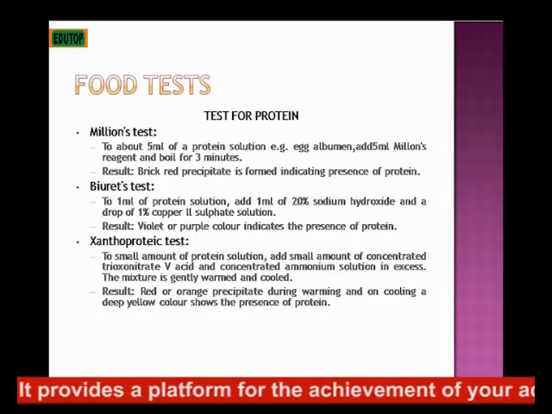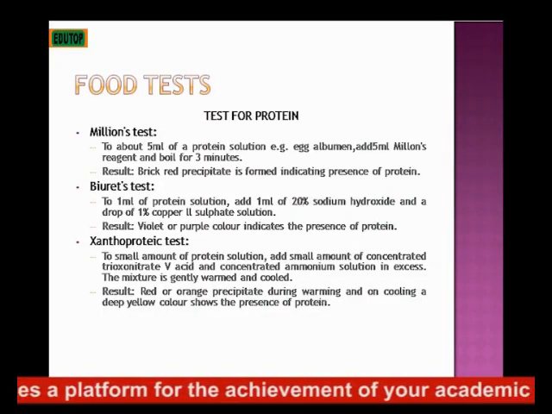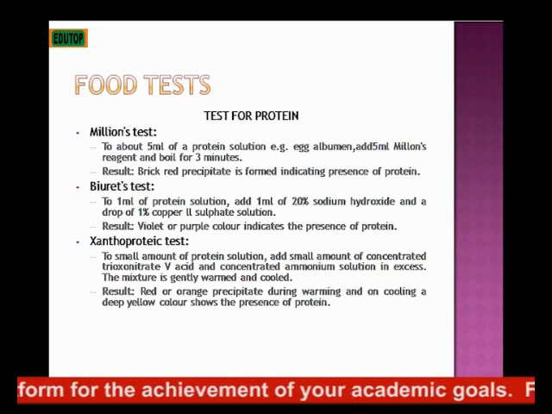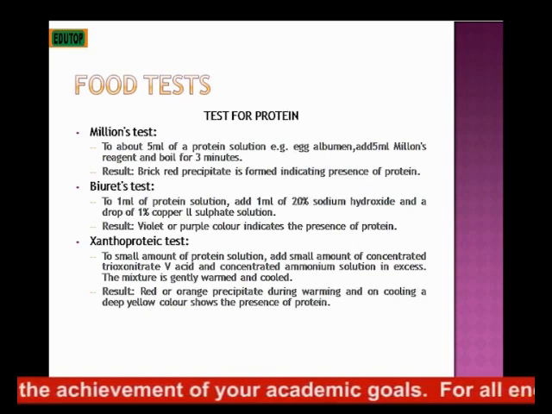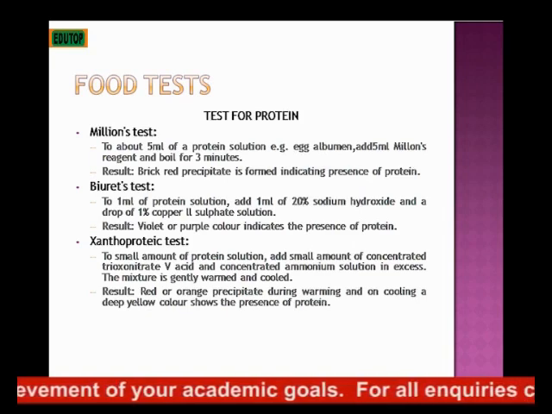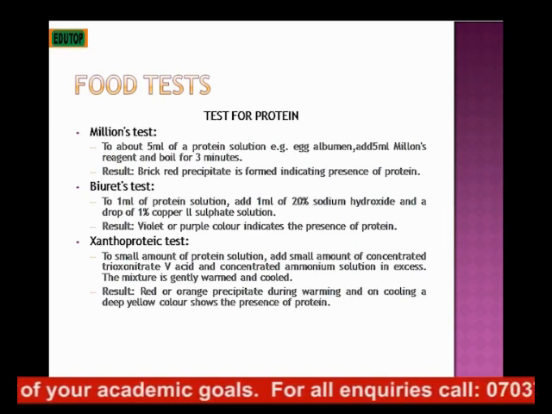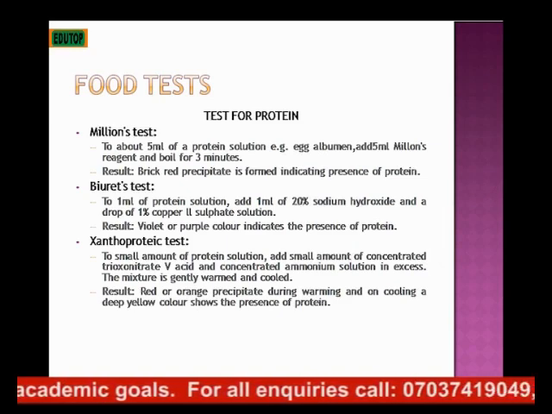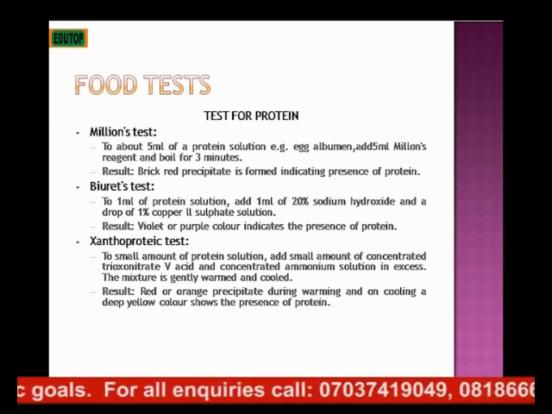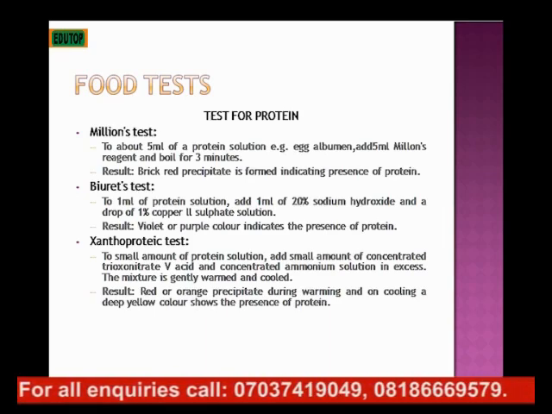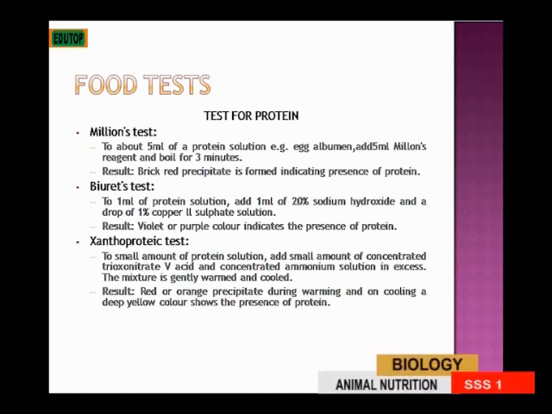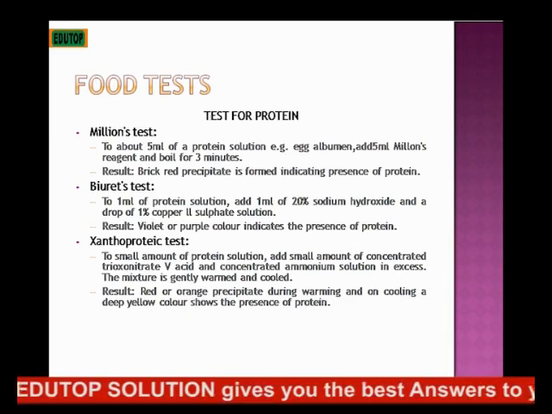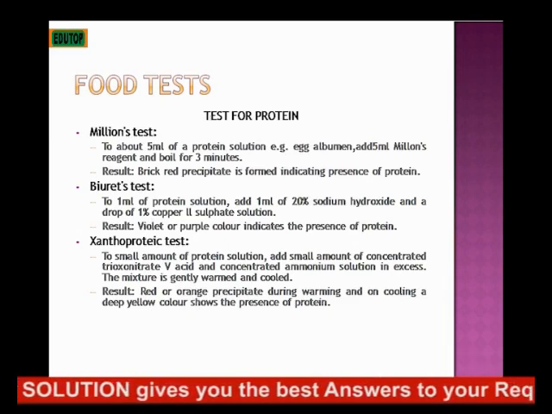Copper II sulfate solution. This will result in a violet or purple color, which also indicates the presence of protein. Then the xanthoproteic test. To a small amount of protein solution, you add a small amount of concentrated trioxonitrate V acid and concentrated ammonia solution in excess.